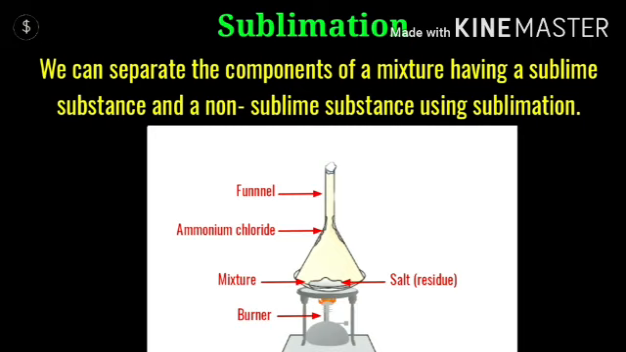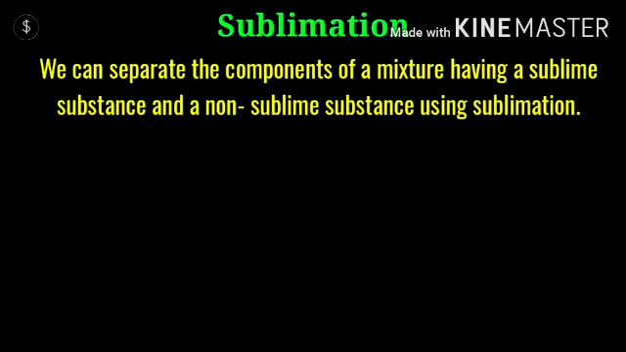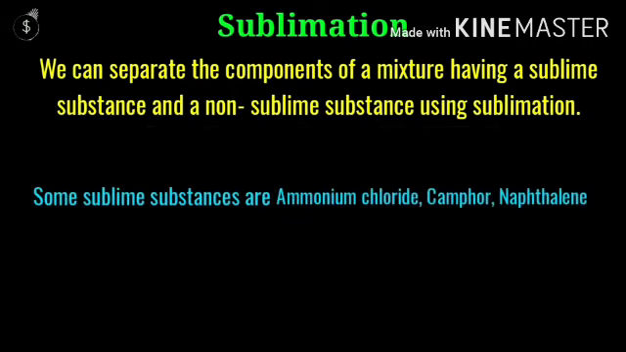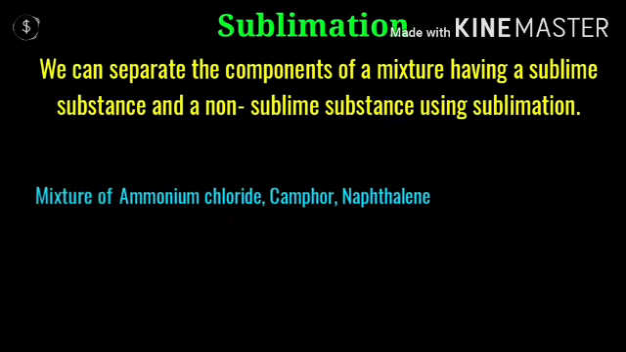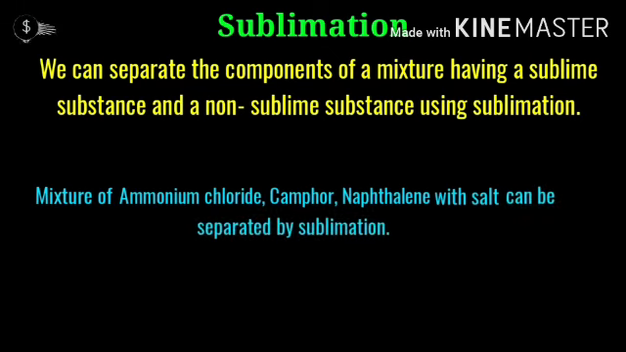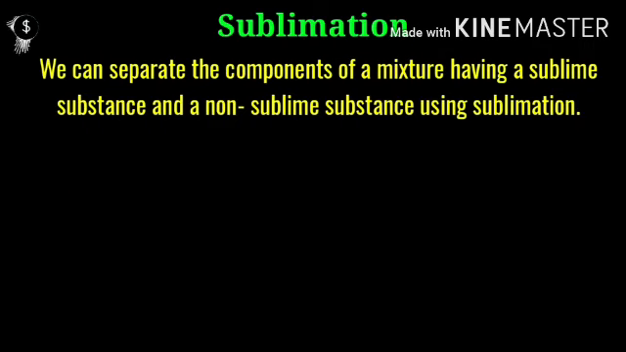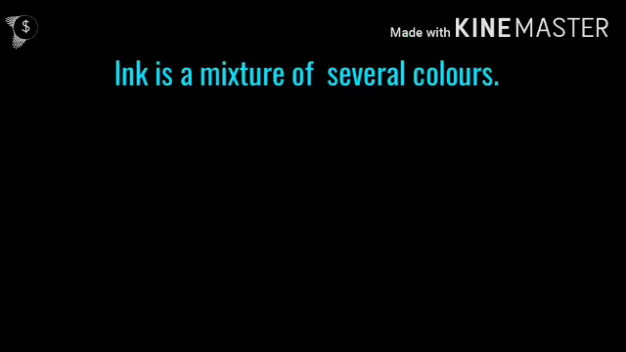Without coming to the liquid state, it comes to the solid state and we can collect it, and salt is left behind as residue. So we can separate the components of a mixture having a sublime substance and a non-sublime substance using sublimation. For example, a mixture of ammonium chloride, camphor, or naphthalene with salt can be separated by sublimation.